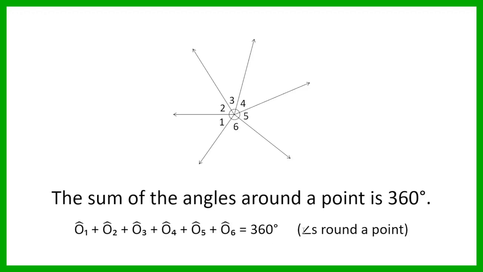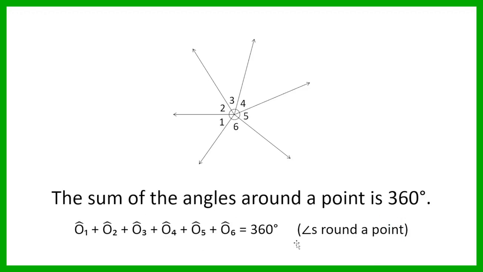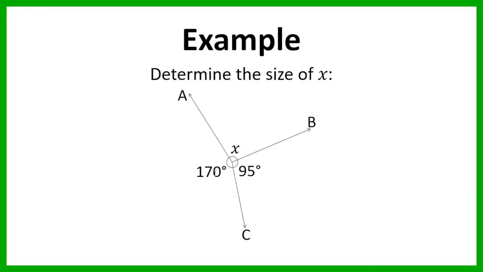And my reason for that, remember, anytime you make a statement in geometry, you have to give a reason. So the reason you'll use is angles round a point. Now let's have a look at an example where we're actually going to use this. In this example, we have got point O, then here we've got A, B, and C, and we've been told that angle AOC is 180 degrees, angle BOC is 95 degrees, and angle AOB is X, and we need to work out the value of X, or the size of X.